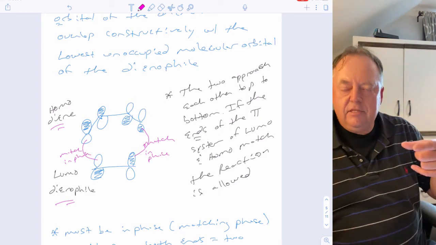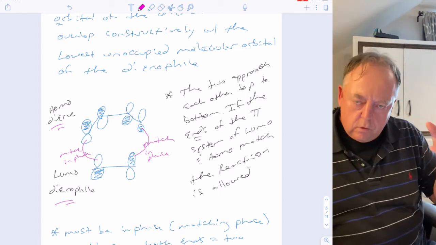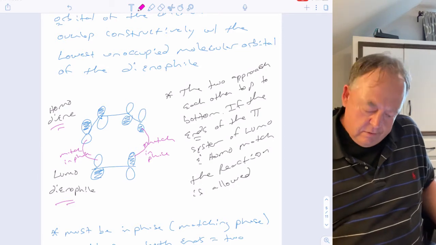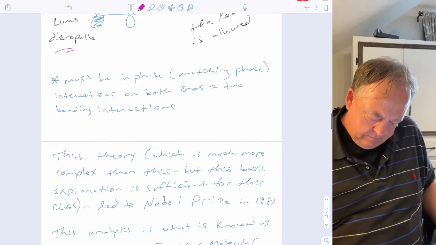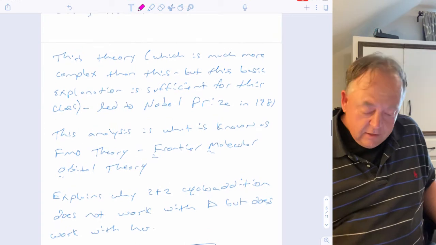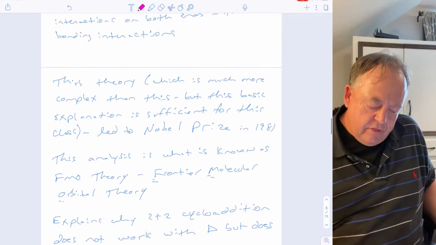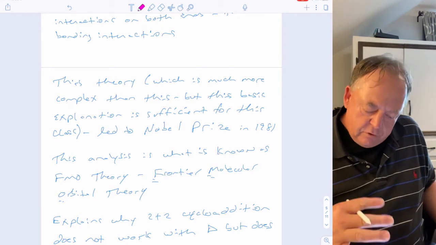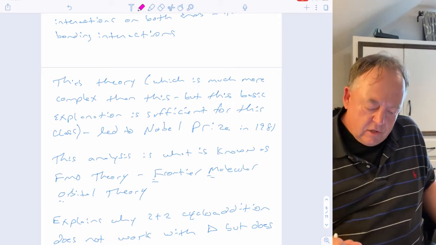So if both ends match, if they're both in phase, the reaction works. That's the theory. The theory predicts that this reaction will work. In reality, the theory is more complex than that, but that's the basics of the theory, and it's enough to explain what we're going to talk about in this class.